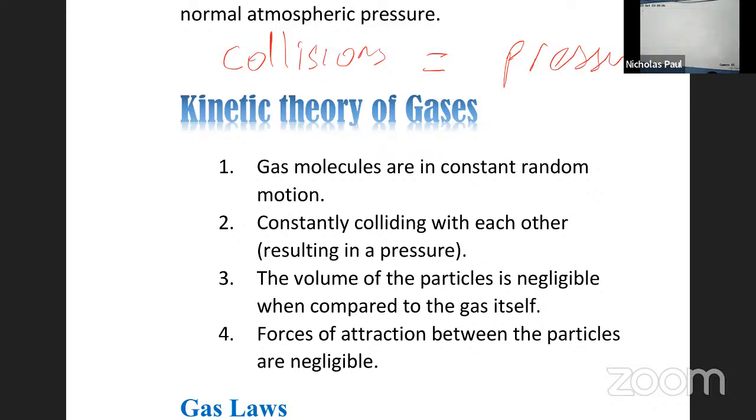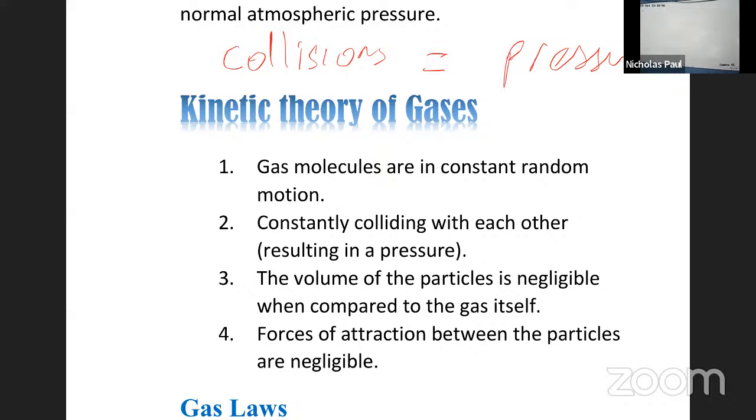So the more collisions you have, the greater the pressure. How can you increase the number of collisions? There are three basic things that you can do: increase temperature, smaller space, and one more. Right, more particles. So you can put more gas particles in there.